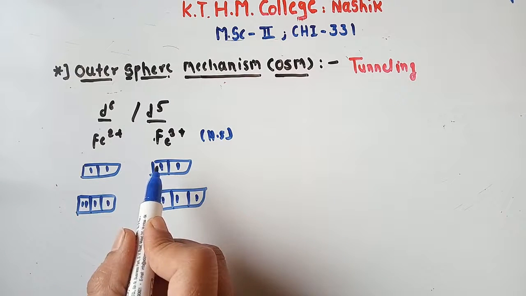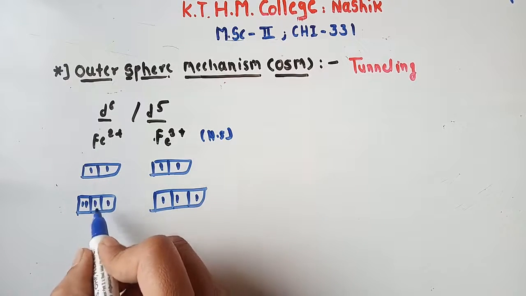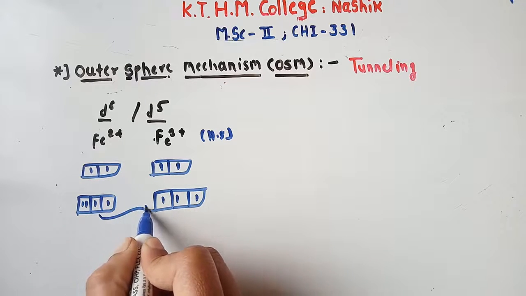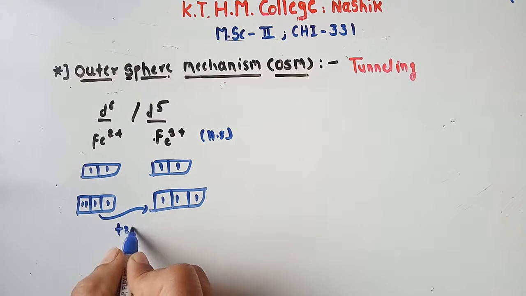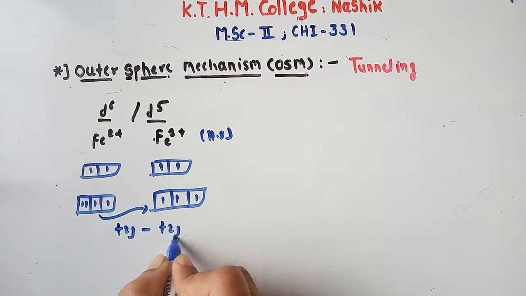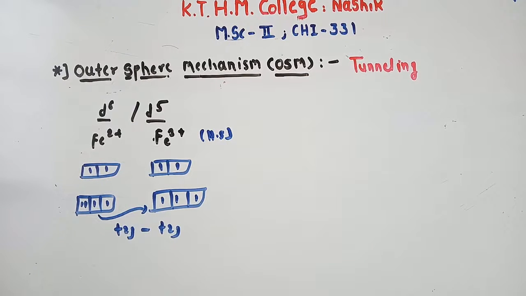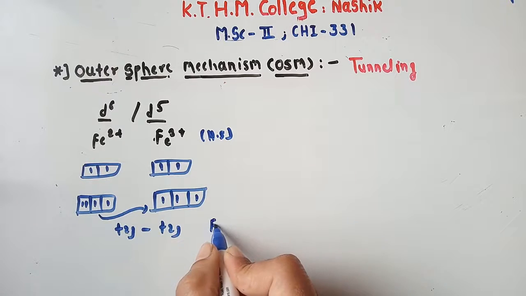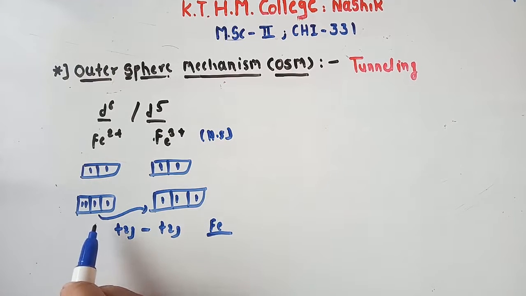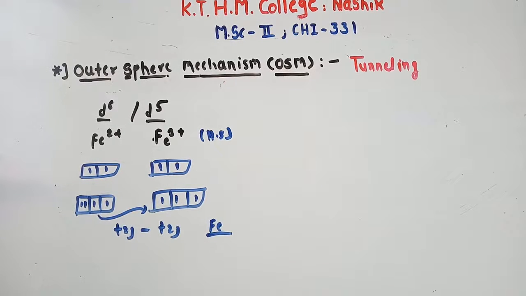This Eg to Eg also not possible. So obviously electron transfer from T2G to T2G. Electron transfer is possible from T2G to T2G, and we have already seen that all Fe complexes show such type of transition, that is T2G to T2G.